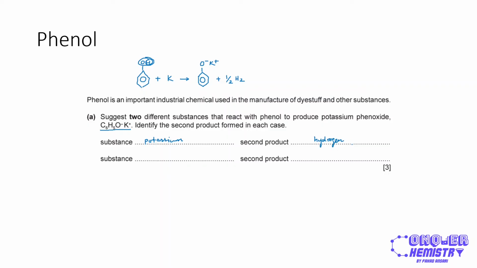And we could also make it react with potassium hydroxide, right? So if I react this with potassium hydroxide instead, then what will happen is that this H and the OH will form the second product, which is water, right? Otherwise, this reactant and this product will be the same in both cases. So I'm going to write potassium hydroxide. So strong alkalis can also react with phenol to give us a phenoxide salt, and in this case, the second product will be water.